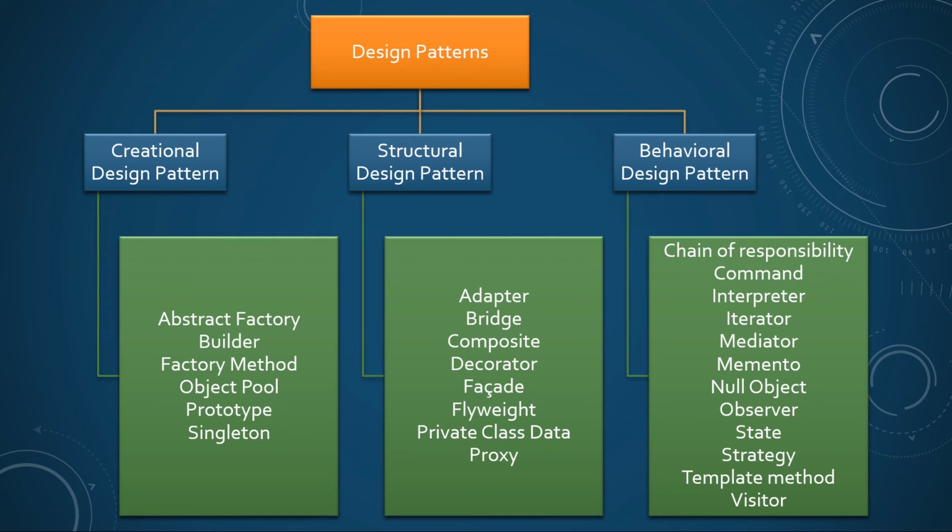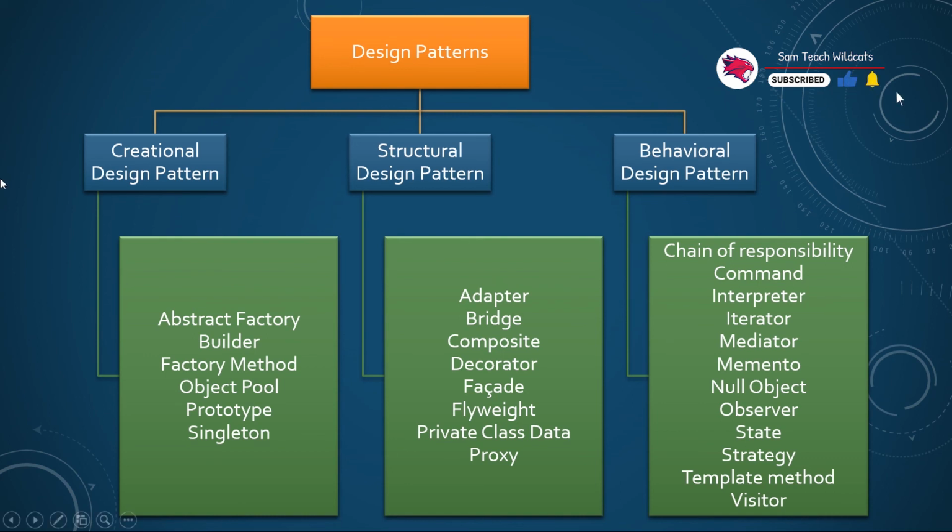The observer, a way of notifying change to a number of classes. The next one, the state, alters an object's behavior when its state changes. The next one, the strategy, encapsulates an algorithm inside a class. And the next one, the template method, defers the exact steps of an algorithm to a subclass. And the last one, the visitor, defines a new operation to a class without changing it.